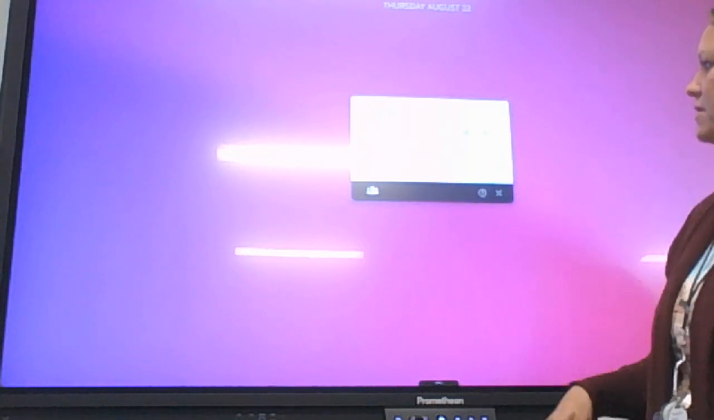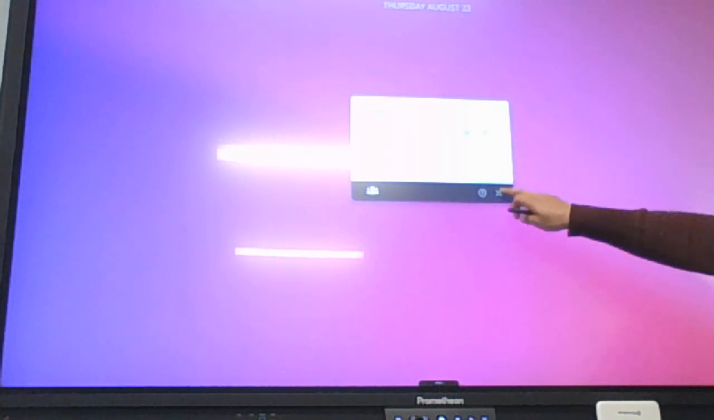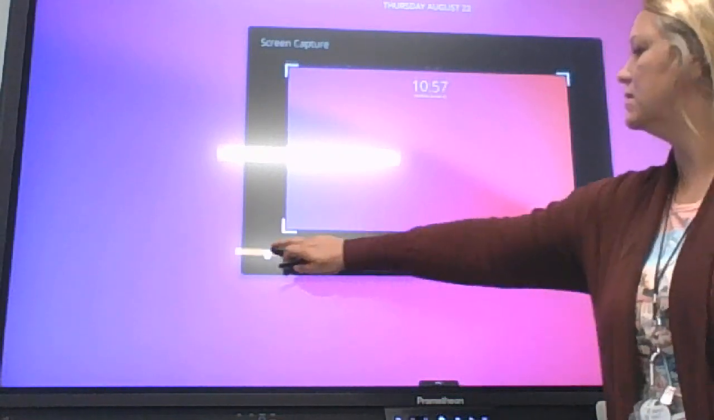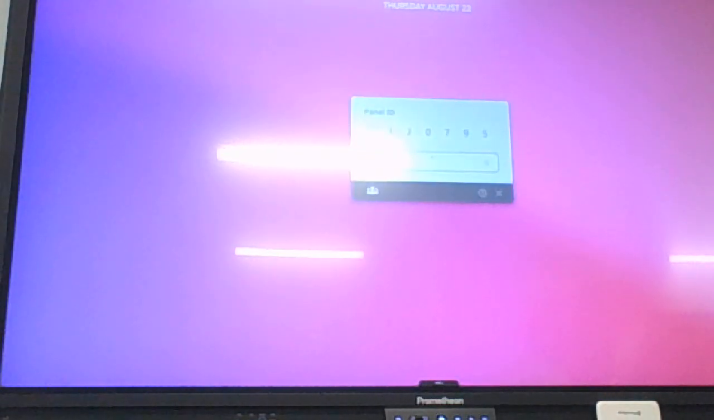How dare you? What are you doing? No. Cancel. Nope. Cancel. Screen share. Why? Why is it doing that? Move on.